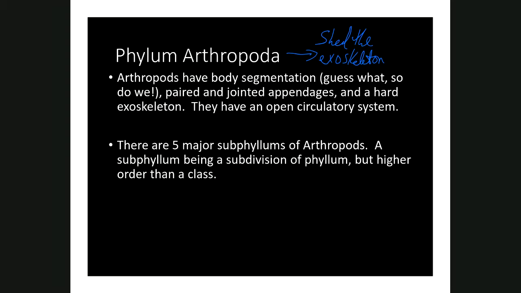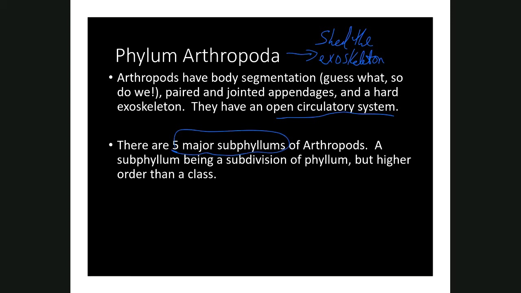So they have a stage that they obtain as soon as they come out of the egg. Then they shed, and they have another stage, and then another stage after that, and so on, and so on. And they also have an open circulatory system, all of them. Right? And we're going to be covering 5 major subphyla.